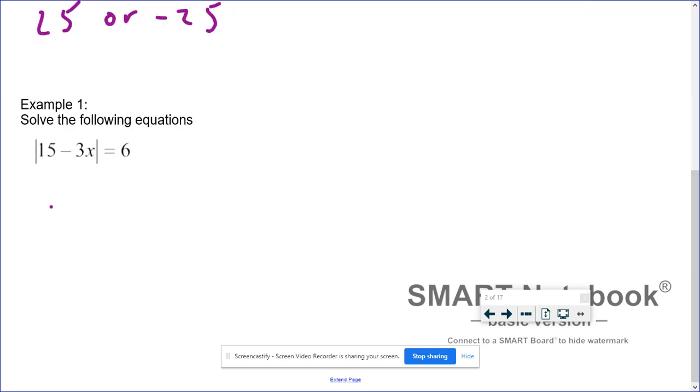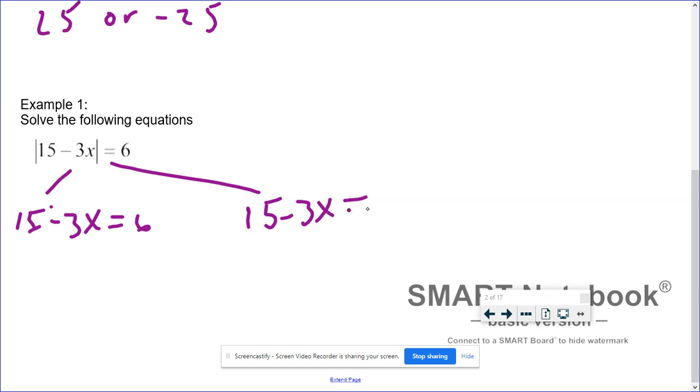When I look at this equation that has a variable in it, you have two different options. Option number one, what's inside is positive. So you have 15 minus 3x is equal to 6. The other scenario is you assume what's in there is negative. So you have 15 minus 3x is equal to the opposite of what's on the outside, so negative 6. And then we'll just solve both those equations to get two separate answers.